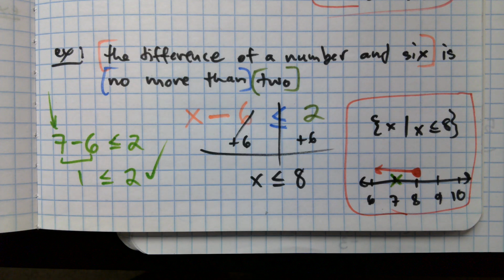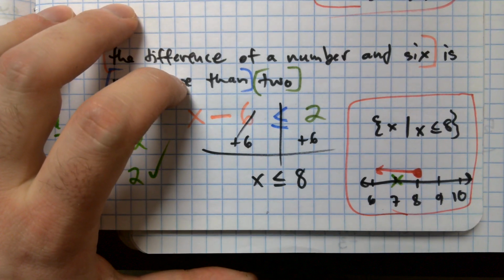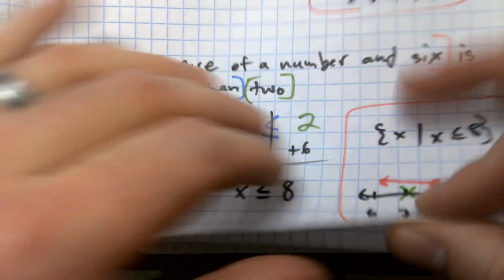Quick show of thumbs, how much sense is this making so far? Thumbs up makes a lot of sense. Thumbs sideways makes some sense. Good. Okay. You ready for the worksheet?